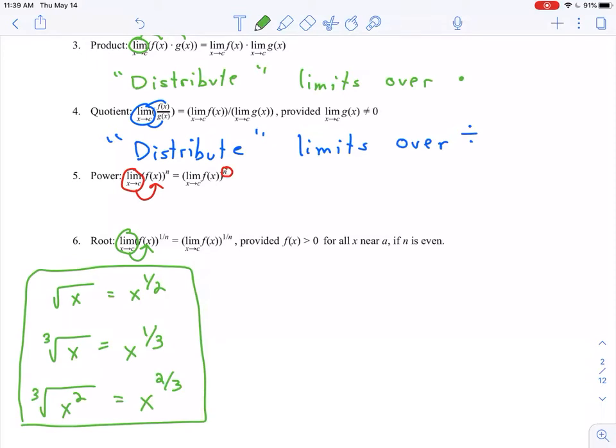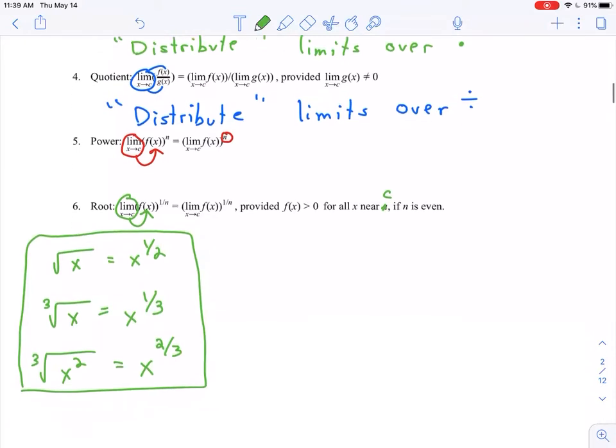Going back to this root rule, it says you can take that limit and bring it inside of the radical, provided that f of x is greater than 0 for all x near c, if n is even. That last part is really just saying we're only going to worry about square roots of real numbers or fourth roots of real numbers. We just want to restrict ourselves to real numbers. We're not going to worry about imaginary or complex numbers here.